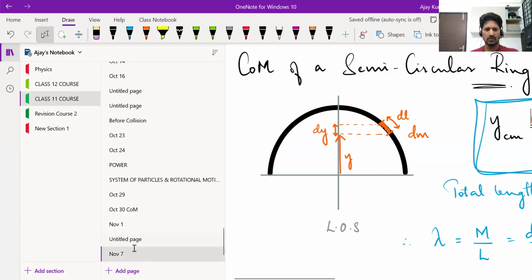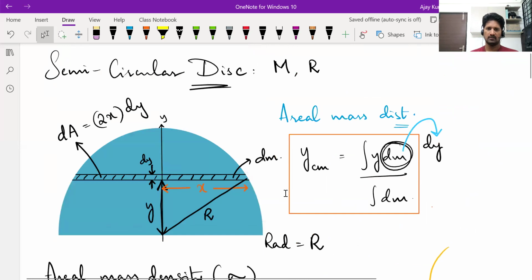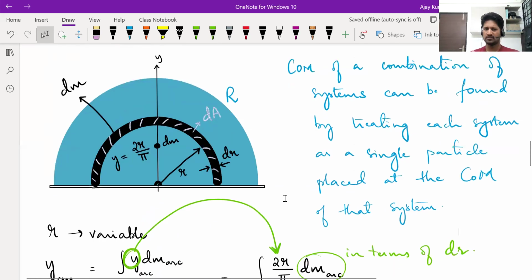So what we discussed today is the derivation of center of mass of a semicircular disk. And how did we do it? We treated the disk as a collection of smaller systems whose center of mass we already knew. What are those? We know that of a rod, and we know that of a semicircular ring. It was easier if we took it as a collection of semicircular rings, so we proceeded that way. But in that process also, it's not as easy as it sounds. You have to find out the mass of that element, area of that element, all those things.